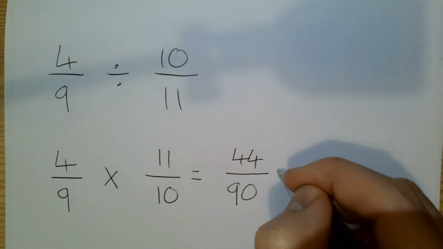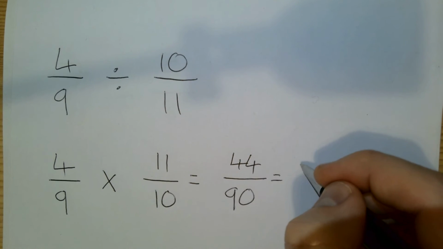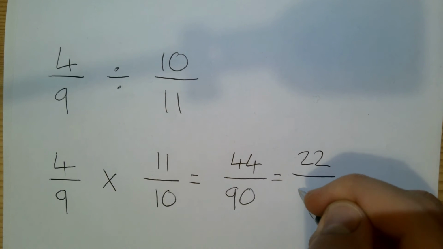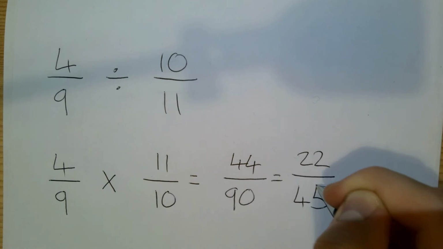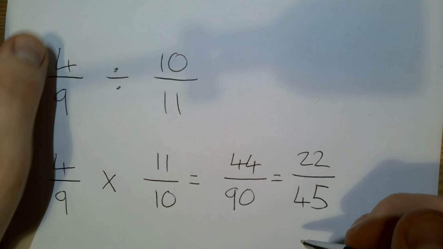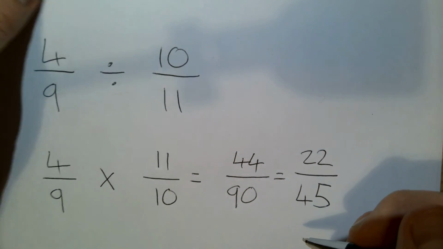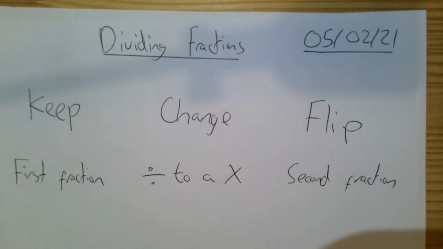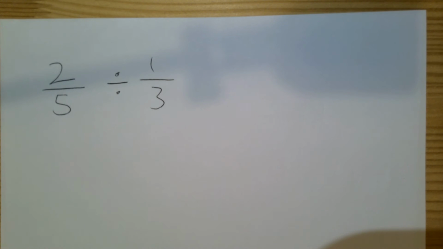And if I wanted to make it even better, I could simplify, because the top and the bottom have both got a factor of 2. If I divide the numerator by 2, it becomes 22. If I divide the denominator by 2, it becomes 45. Okay, I hope you're happy with that. Keep, change, flip. I'm going to do a couple more examples on this video. Make sure you've got the notes of everything on that page in your blue book, and then I would suggest these 2 examples you have a go at in your yellow book.